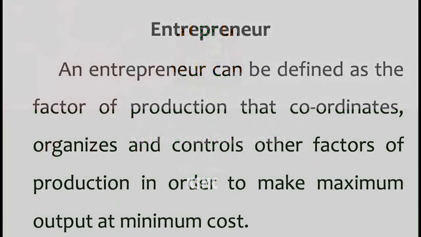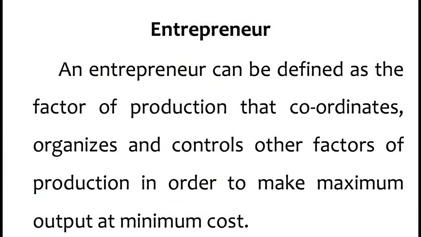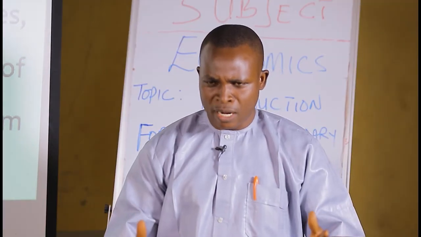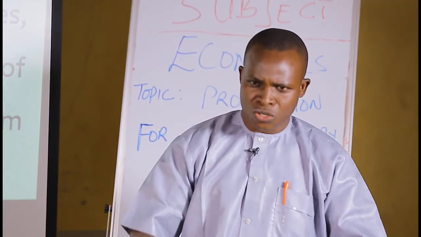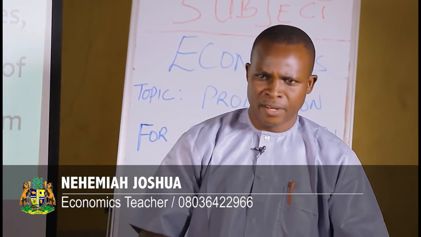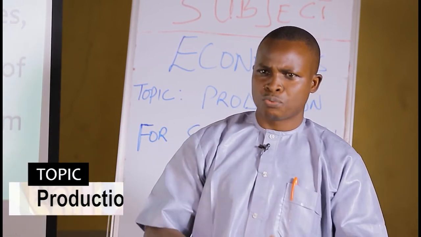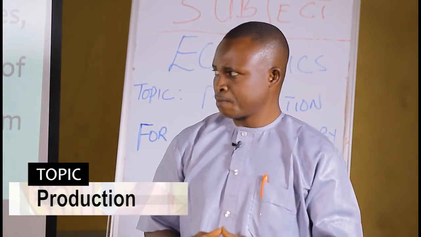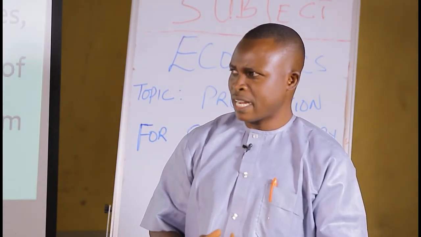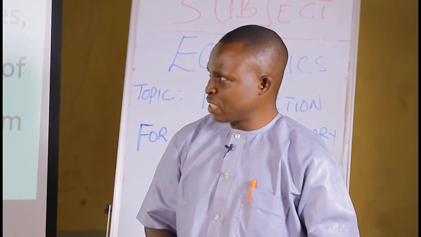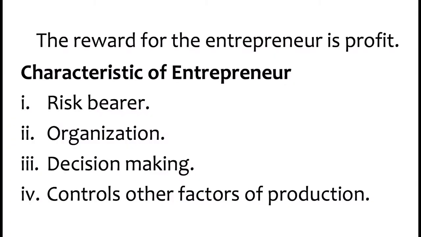The next factor of production is the entrepreneur. An entrepreneur can be defined as the factor of production that coordinates, organizes, and controls other factors of production in order to make maximum output at minimum cost. Like I said, an entrepreneur coordinates and controls all other factors of production, the land, labor, and capital, to be able to produce goods and services. He coordinates them in such a way that he will minimize cost. Now, the reward for this entrepreneur is called profit.